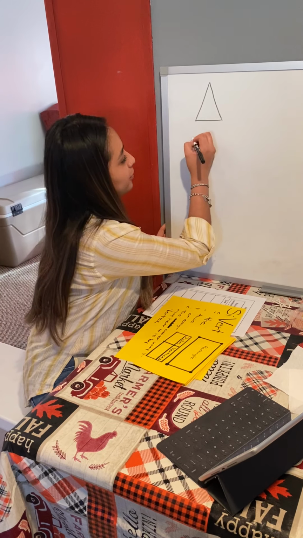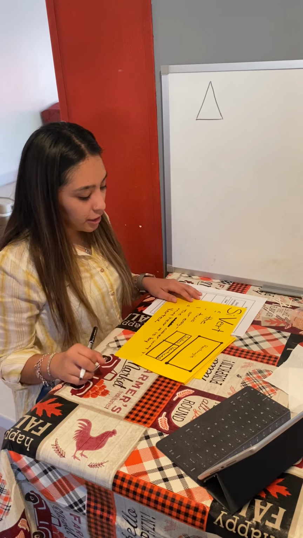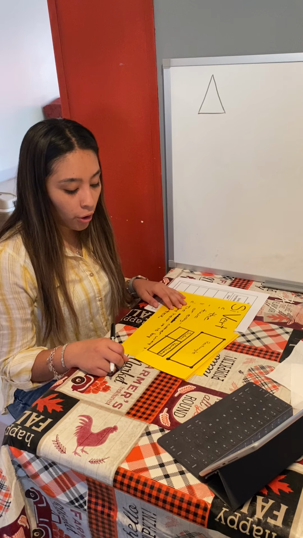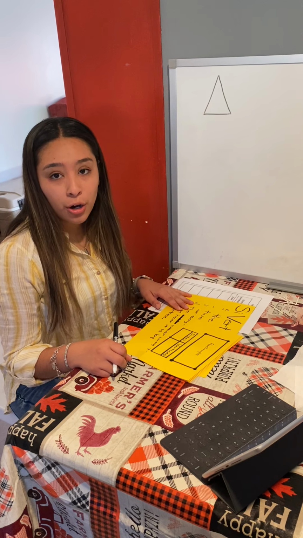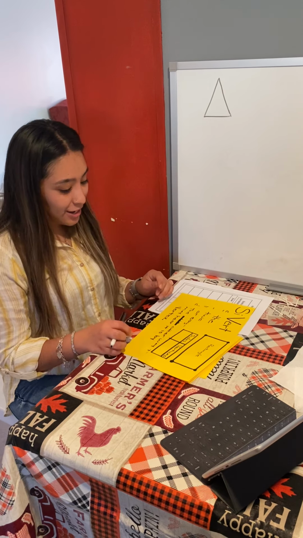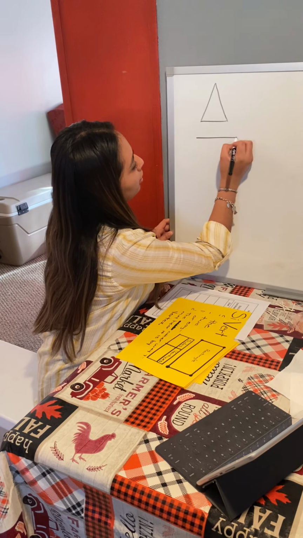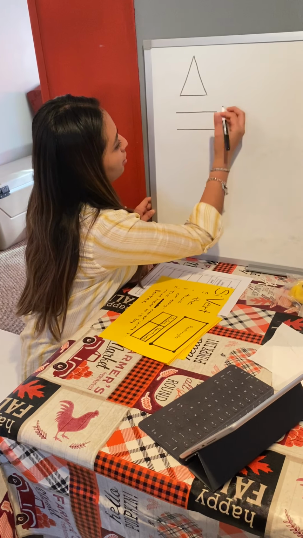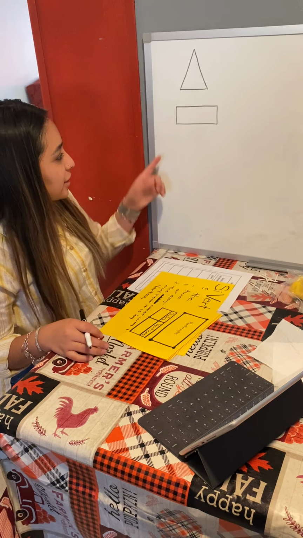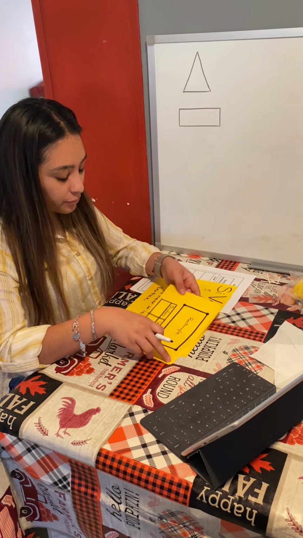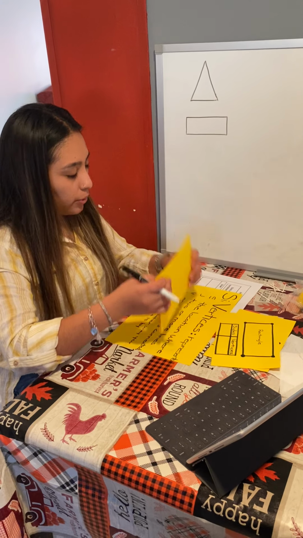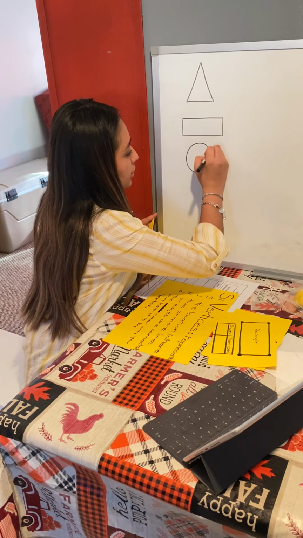A rectangle. So can anyone tell me if the rectangles are equal sides all around, or is one or two bigger than the others? Correct. Two sides are longer than the other two sides. So that right there is a rectangle. A rectangle. And we all know what this one is.